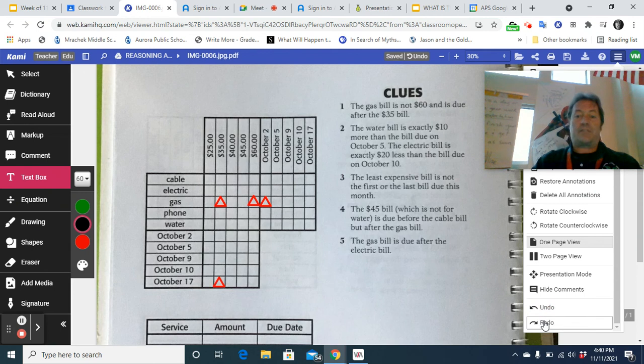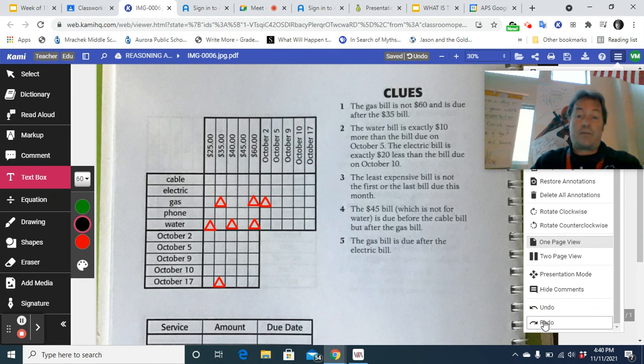All right, the water bill is exactly $10 more than the bill due on October 5th. This gives us a whole lot of information. Let's just get that first part of the clue. First of all, if it's $10 more, that means it can't be $25 because that's not $10 more than anything. It might be 35 though, so we can leave that, but it can't be 40 because that's not $10 more than anything. Same with 45 and same with 60. If it's not $10 more, we're getting rid of it.